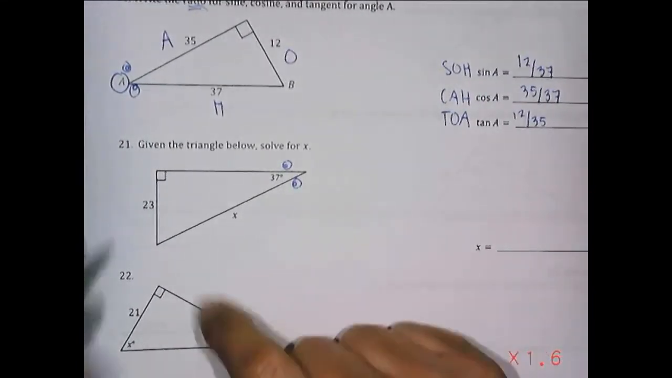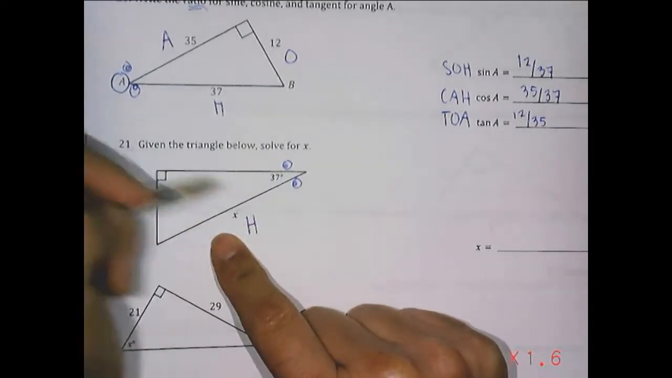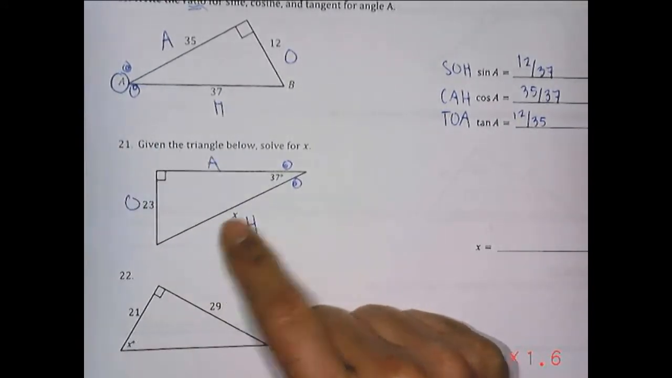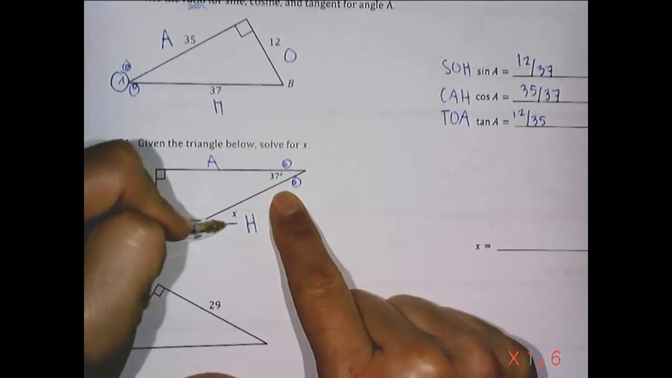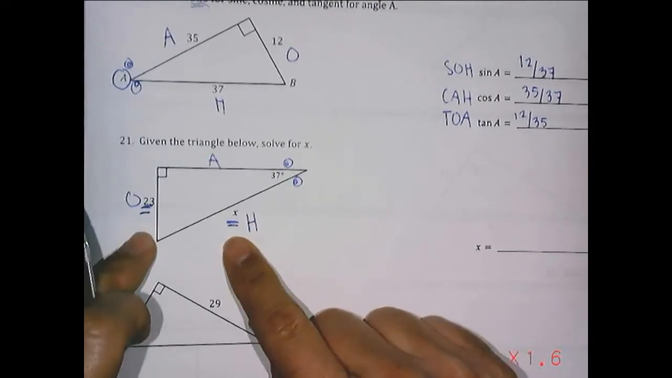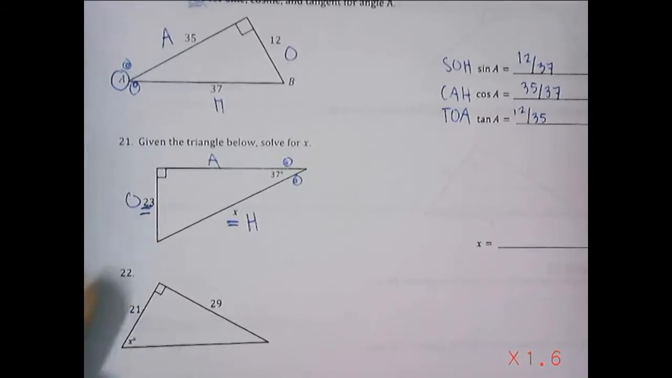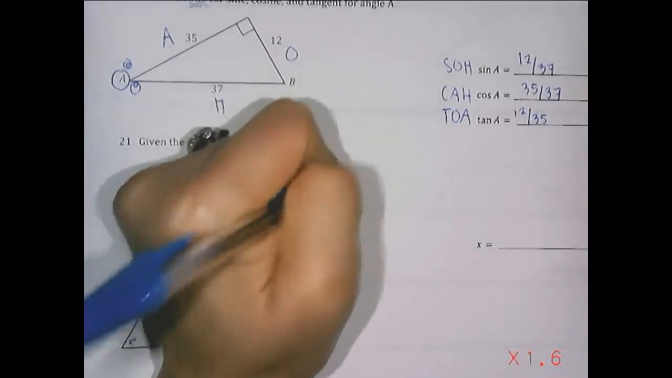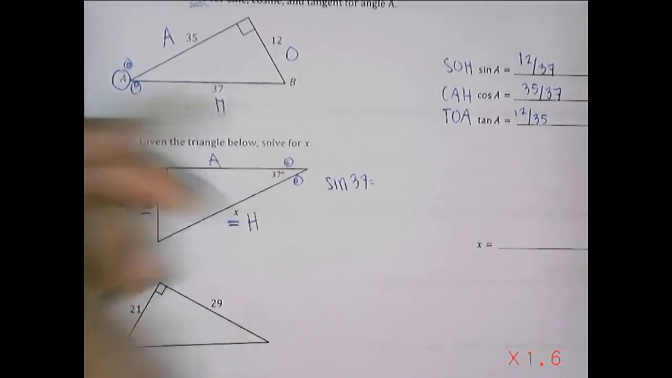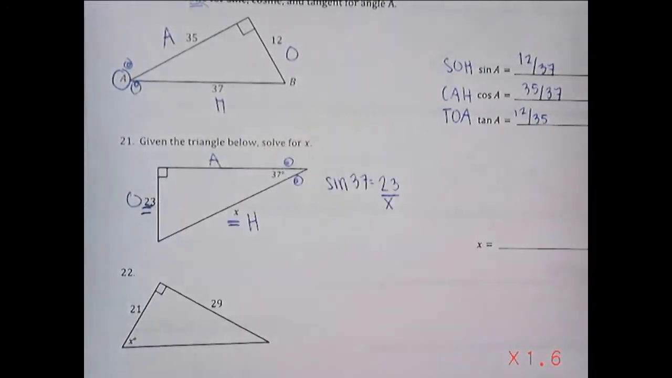So SOHCAHTOA. I'll label my sides. This is going to be my opposite, this is going to be my hypotenuse, and this would be my adjacent. Use what they give you. So since I have information on these two sides, this is what I'm going to use, which is an O and an H, which is sine. So I'm going to say sine of 37 equals 23 over x.